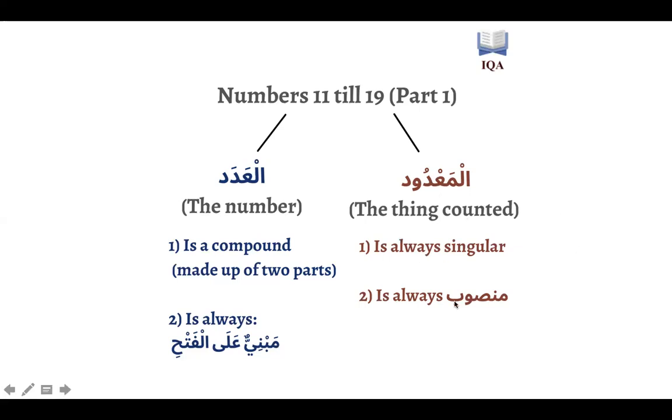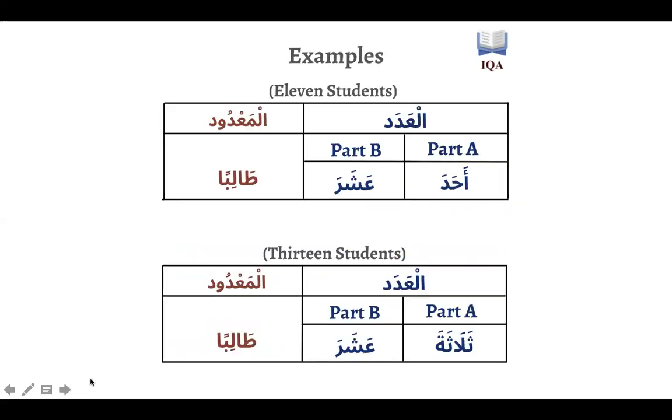Likewise, the ma'adud is always going to be mansub, so it's always going to end with a fatha at the end. Whether it has a tanween or not is not specified here. So let's see an example of this. 11 students would be said like this: أحد عشر طالبا.